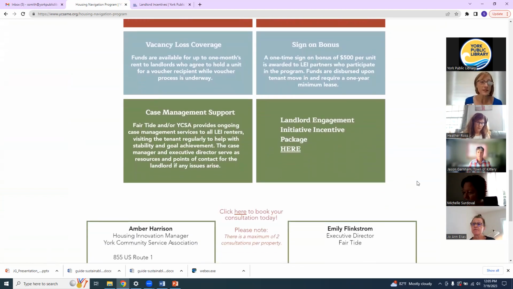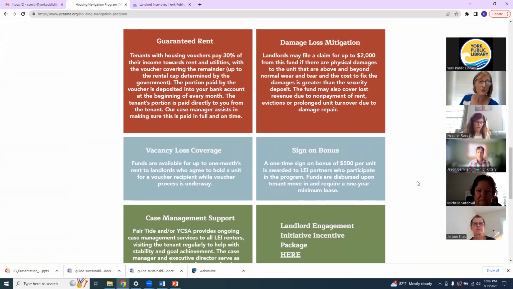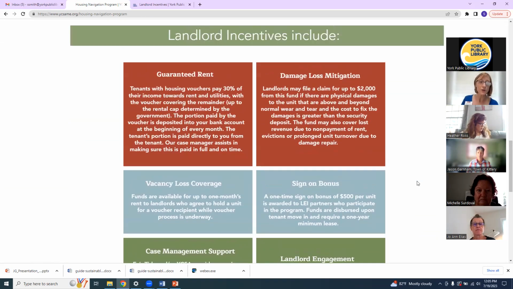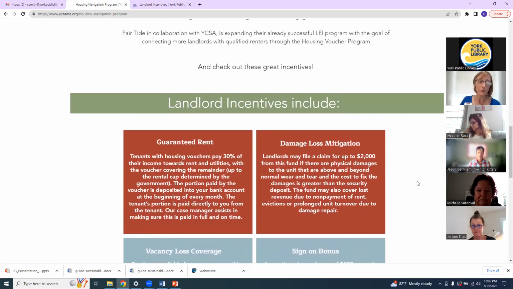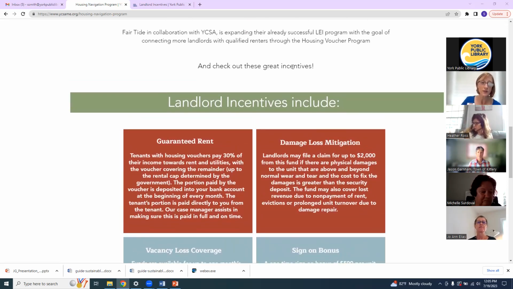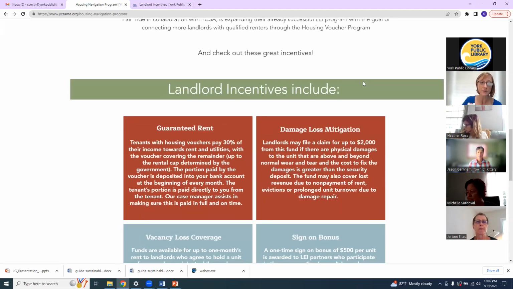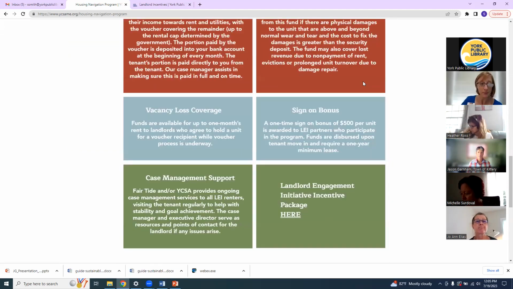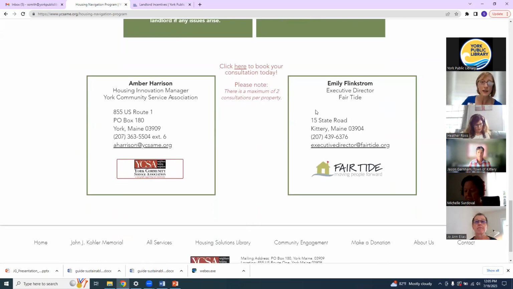You can see from YCSA's webpage that is being shared with you. There are numerous things that through the Housing Navigator program we assist with, including landlord incentives that are listed there. At the bottom of the page, you'll be able to find a way to connect with myself or Emily to have a consultation on how to create a rental unit on your property, or if you're looking at purchasing a property, we can discuss the various means of getting permitting, construction, and occupancy completed.